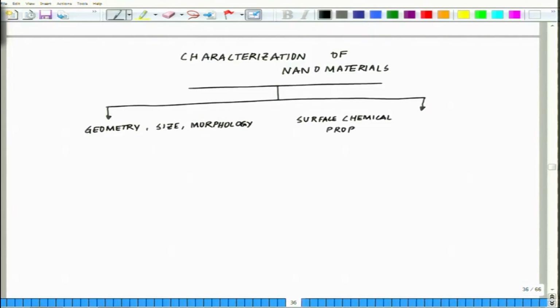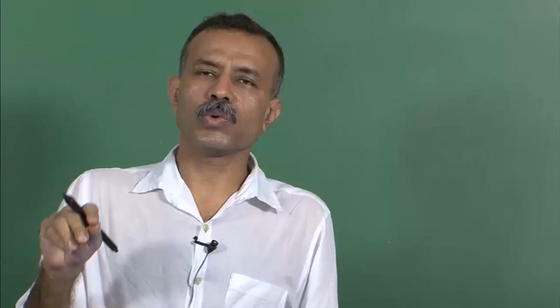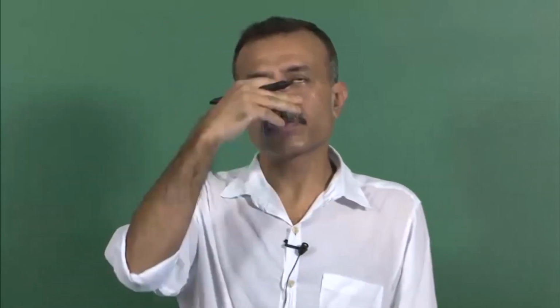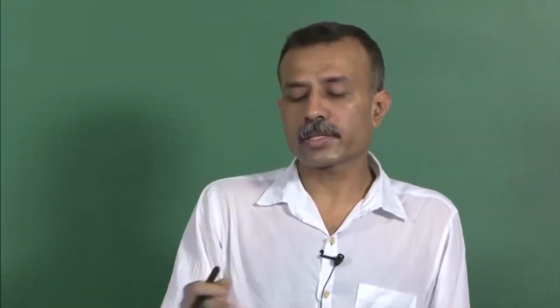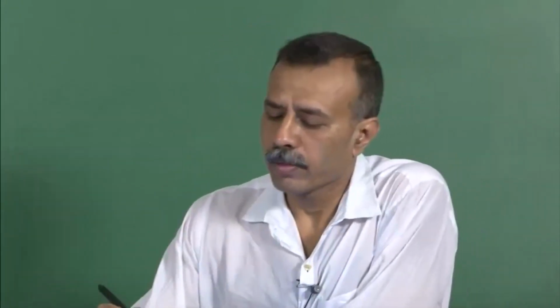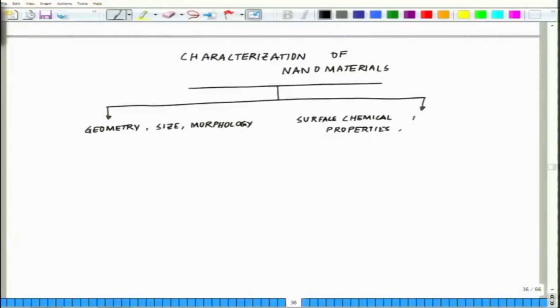I use the word surface chemical because when we talk about nanomaterials, we talk of a dimension which is maybe 1 atom or 2 atoms thick. So, it is almost the surface that you are studying. It is not a bulk. So, that is why I say the surface chemical properties, and presence of different types of functional group. Okay.